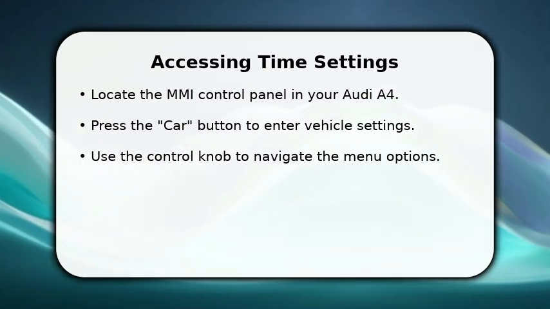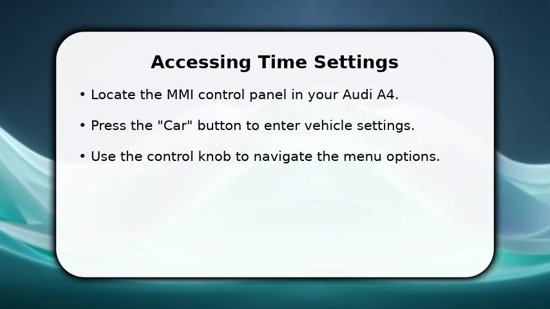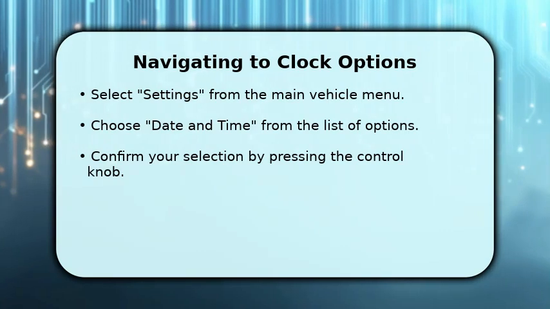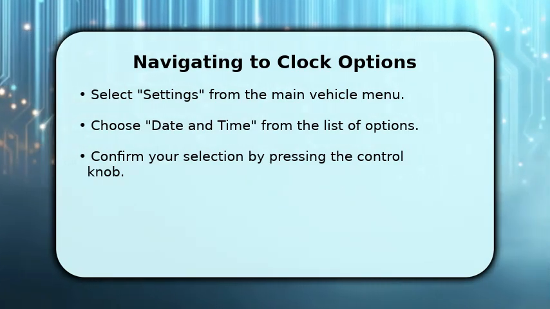This initial step gets you into the system where time adjustments can be made, ensuring you're ready for the next steps. Now that you're in the main vehicle settings, scroll down until you find the settings option and select it.